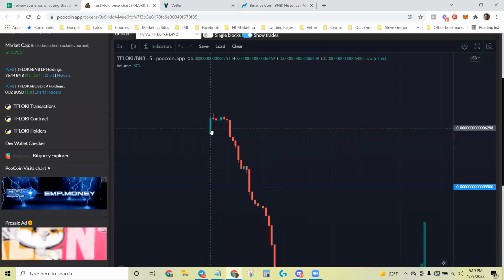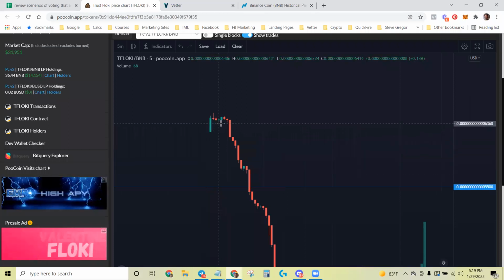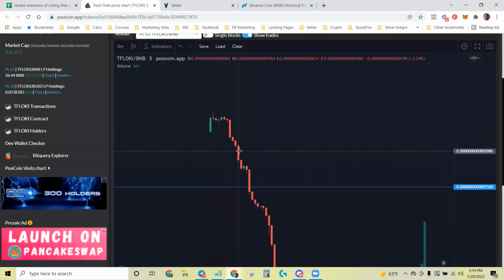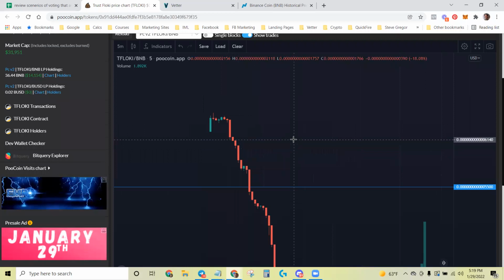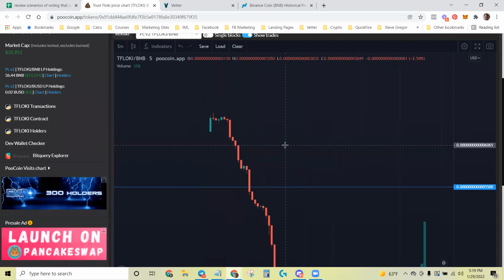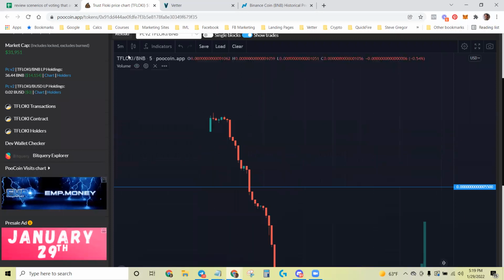So this is 1, 2, 3, 4, 5, 6, 7, 8, 9, 10, 11, 12. 12 5-minute candles above price. So a success in the 24-hour time frame, if everyone agrees. Yes. And then a fail after that.